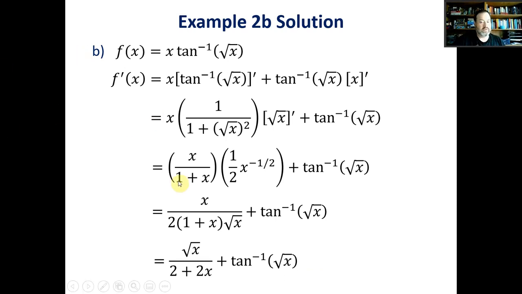So if you want to see where this stuff is going, this 2 got put in the denominator, this x to the minus 1/2 got put in the denominator. And then stuff canceled. X and radical x cancels to radical x, and then I distributed the 2. And the arctan of x just stays, so that's the answer.